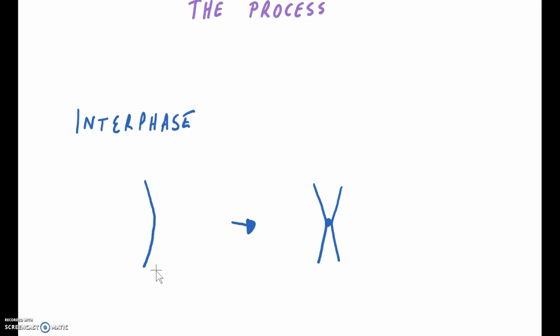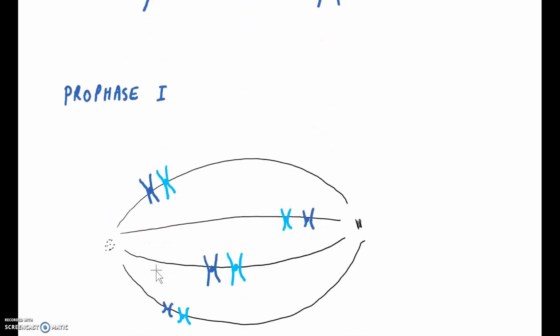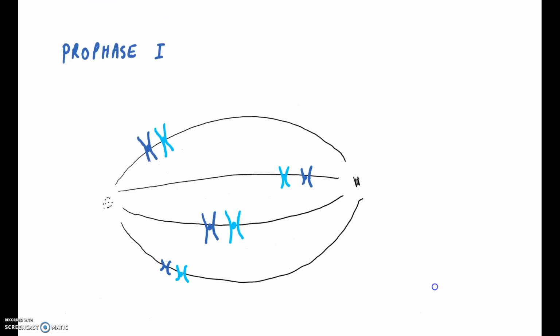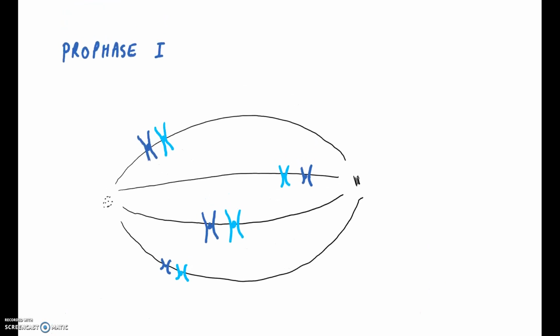Once interphase has happened, then the cell will proceed into prophase 1. In prophase 1, what will happen is the nuclear envelope will disappear, a spindle apparatus will form, and the homologous pairs of chromosomes will attach to the spindle apparatus, as shown in this diagram.